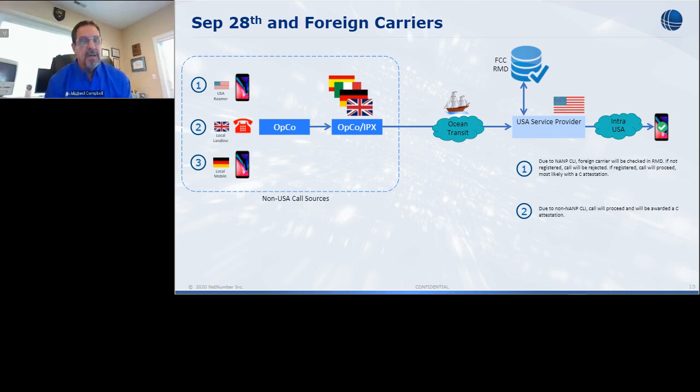Perhaps this is mom and dad in Germany calling their siblings, who have immigrated to the United States. This is a local call. It's not using North American number plan resources. So when that call arrives, there's no requirement for the initial service provider in the United States to check the robocall mitigation database. That call will be allowed to proceed as is. It will not be rejected even if that carrier is not registered.